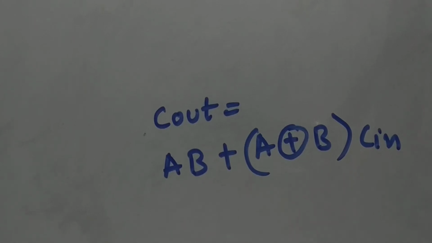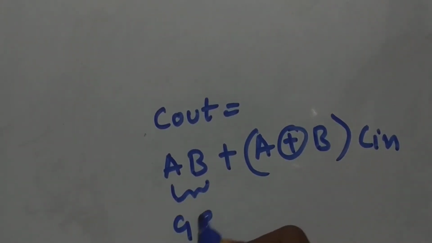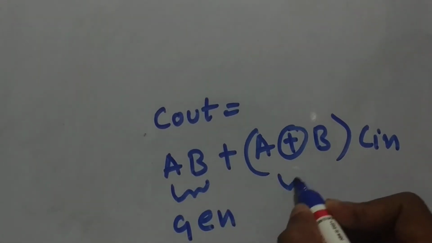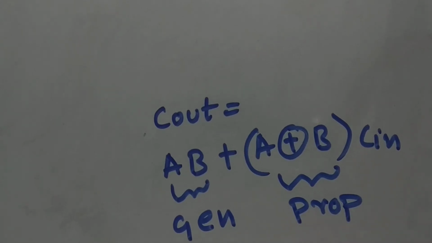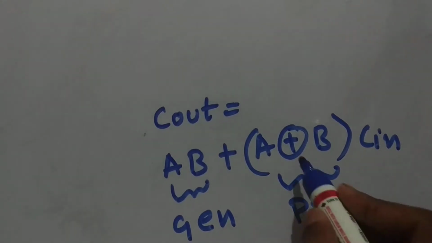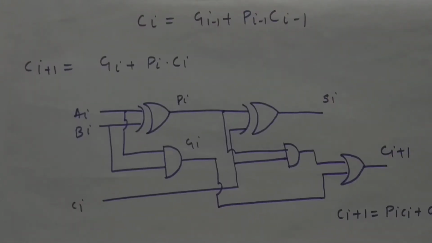We have discussed previously that this is generation. I'm writing this as generation, and this is the propagation of carry. I hope you remember this. Don't forget that propagation is XOR, generation is AND gate. Now let us look at how this will be helpful in generating all the carries at once, parallelly. So this is a full adder. As you know, this is a full adder with the 3 inputs A, B and C.